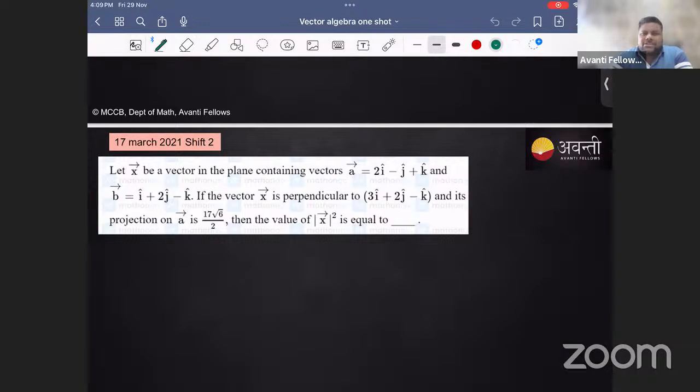So today we will do some mixed questions on vectors in 3D, which are in previous year papers of JEE Mains and Advanced. All right, so start with this question. Very good question asked in 2021, 17 March shift 2. Let x be a vector in the plane containing this and this. If the vector x is perpendicular to this and its projection on vector A is 17 root 6 by 2, then the value of magnitude of x whole square is equal to. Give it a try. I give you a couple of minutes to attempt, then we'll solve it.